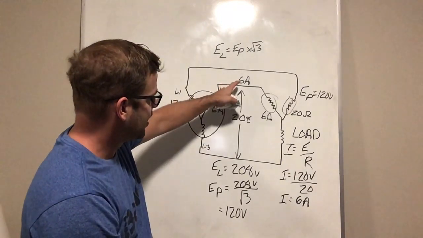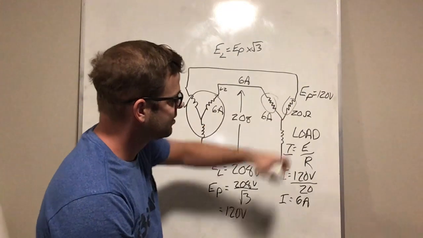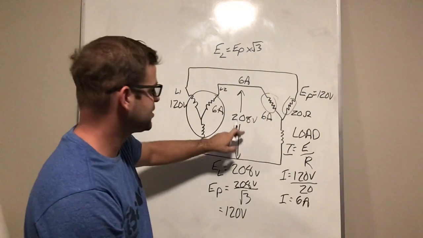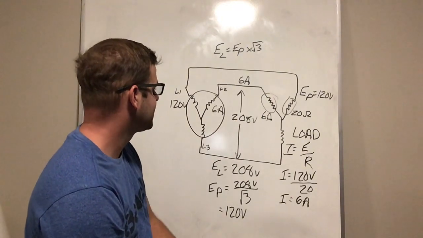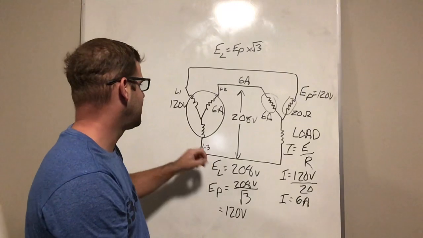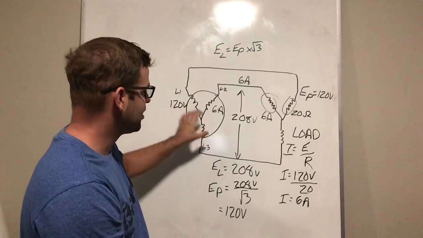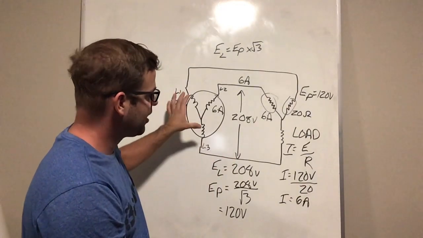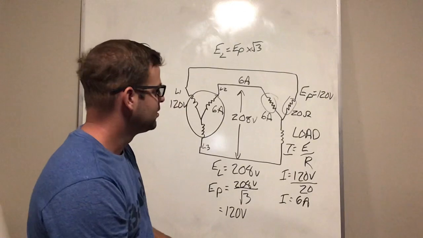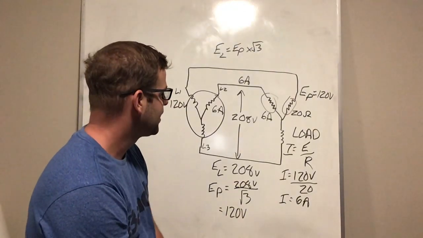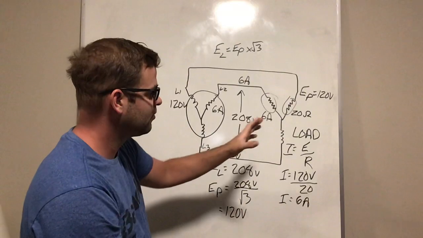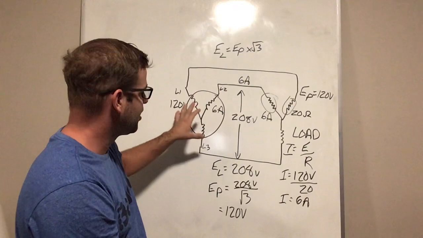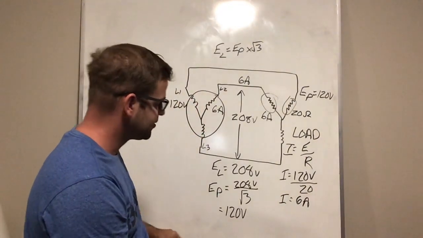So I have 120 volts and 6 amps per phase, and I have 6 amps and 208 volts as my line values. And when I come back to my supply, I have 120 volts and 6 amps per line. So notice, because there's only one load, my supply values and my load values are the same, which makes sense because there's only one load. So whatever my load draws, my supply should also see those values.